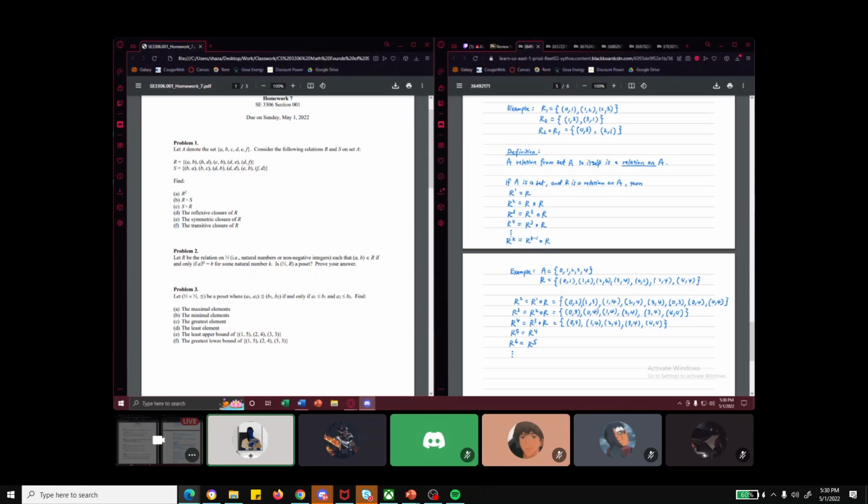But yeah, I think... Because if you look at the example, it says R squared is R to the power of one times R. So this is what I don't get. How did he come up with this example, bro?